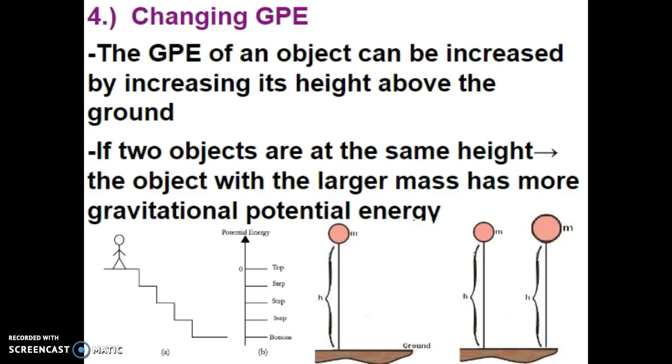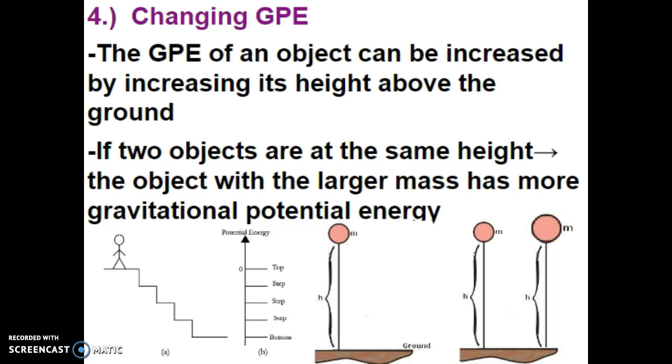So the gravitational potential energy, or the GPE of an object, can be increased by increasing its height above the ground. So the further something is above the ground, the more gravitational potential energy it contains. If two objects for some reason were at the same height, the object that would have a larger mass would have more gravitational potential energy.